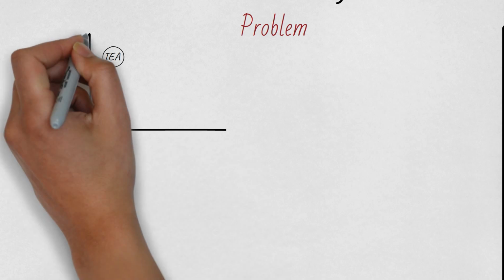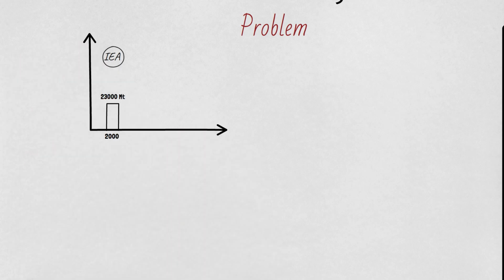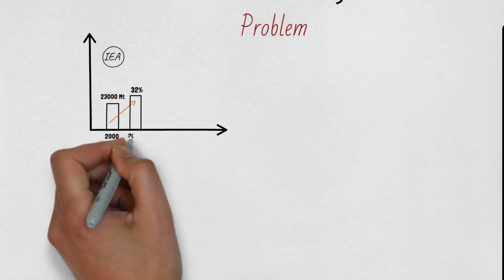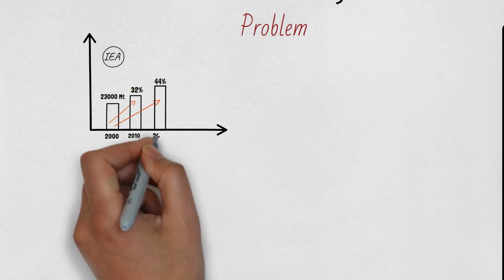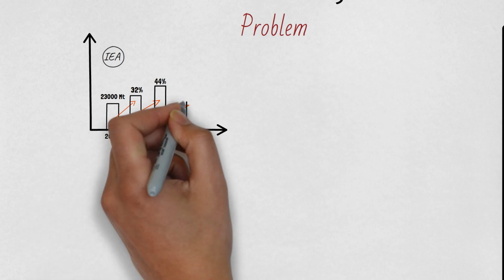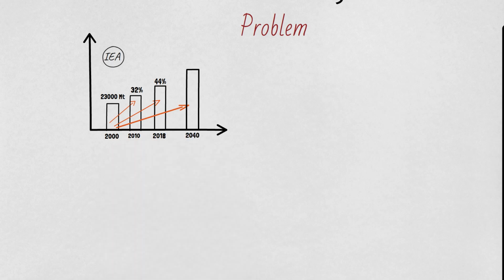According to the IEA, that is International Energy Agency, the global CO2 emission was approximately 23,000 metric tons in 2000, which increased by about 32% in 2010 and by about 44% in 2018. If it continues to go up like this, by 2040, the CO2 emission will be increased by 53%. Now, how do we tackle this problem?